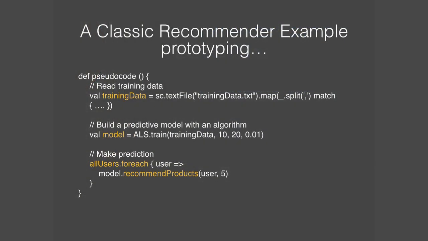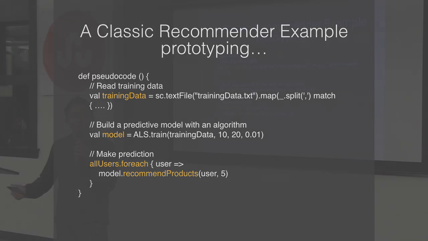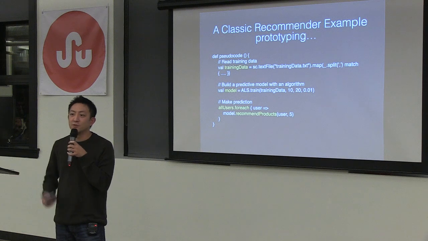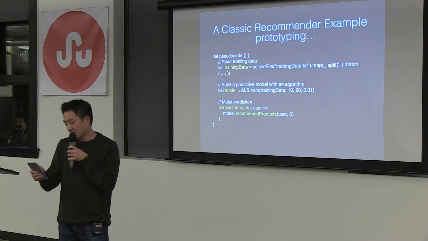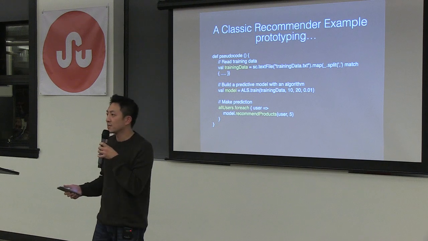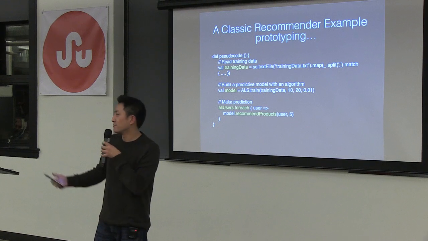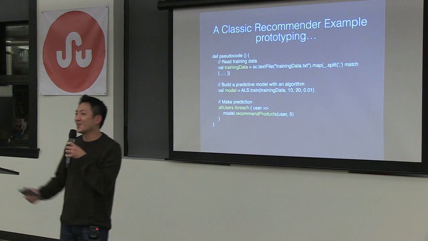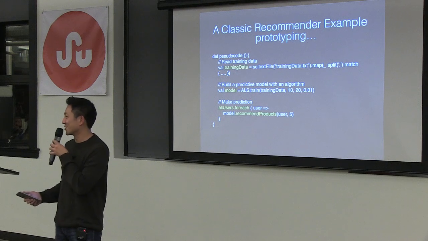Done. With a predictive model, all you need to do is loop through all your users and make recommendations for them. So let's say you have 1,000 users. You loop through them, and you would get, say, 5 recommended contents for each user. So that's the end of the story. Machine learning prototyping. And you happily have a recommender system.